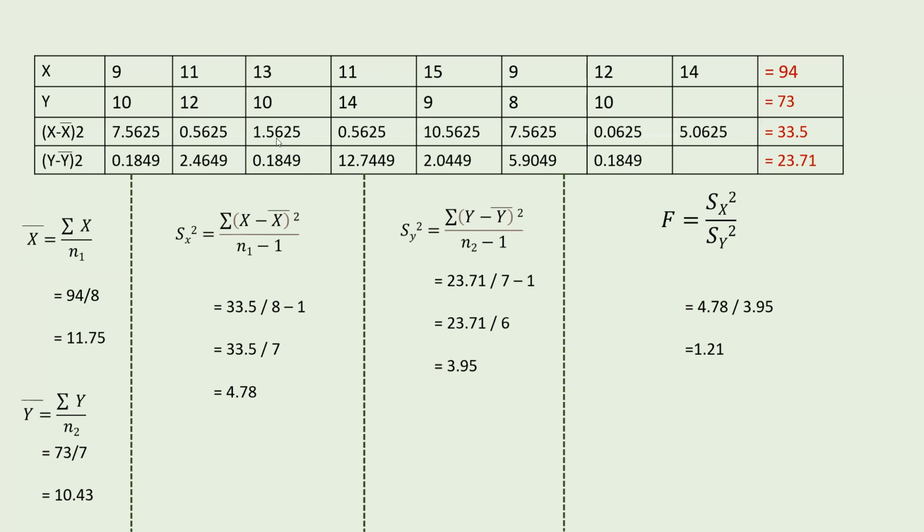So likewise, we'll complete this table. And if we find out that total, we'll get the total as 33.5. So that is for x minus x bar the whole square.